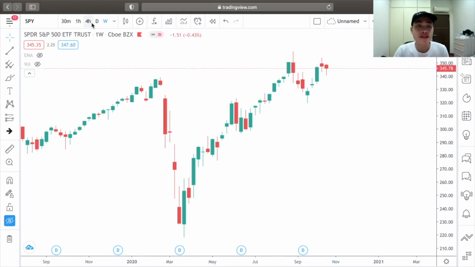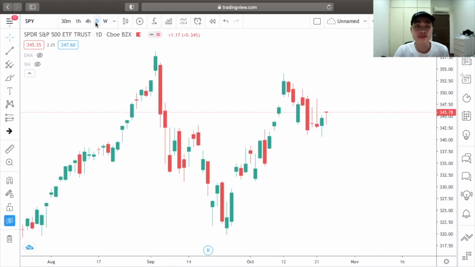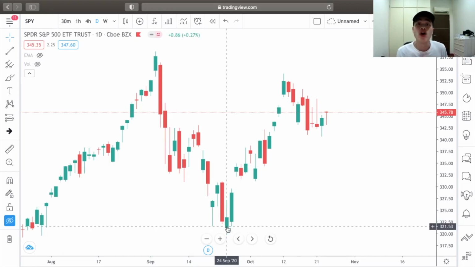Let's take a look at the daily time frame to see how prices have fared recently. On the daily time frame over here, we see that prices were on a downtrend. And this was indicated by lower highs and lower lows. So we see prices making lower highs, so from here to here, that was a lower high. And also prices making lower lows, so this low to this low. So for that part of the chart, prices were on a downtrend.